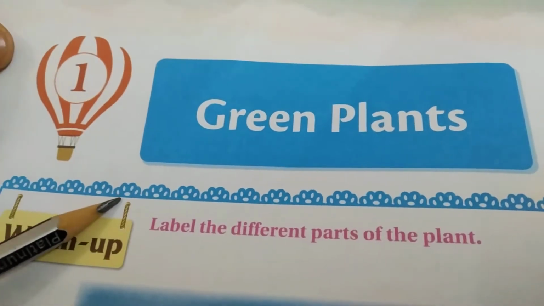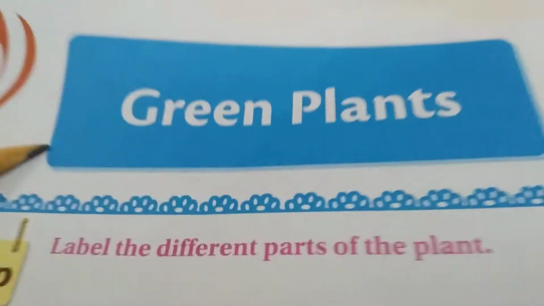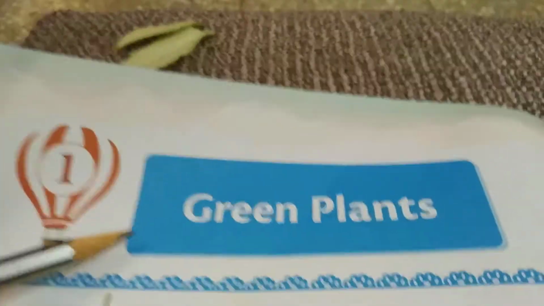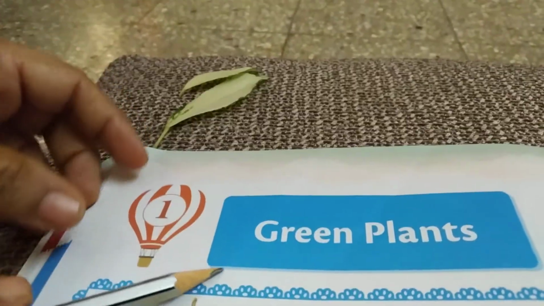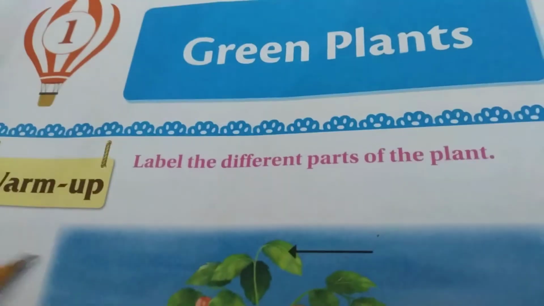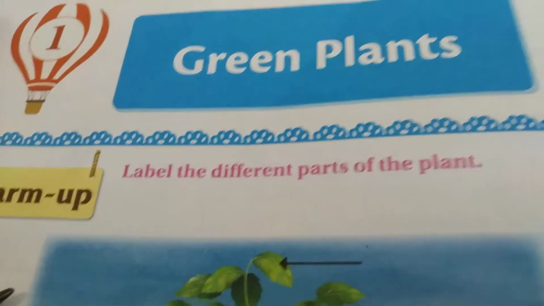Today's science subject, lesson 1, page number 180. What is the lesson name, children? Green plants. As we have finished the explanation part, today we will start the reading part of the lesson. So see the picture, children.